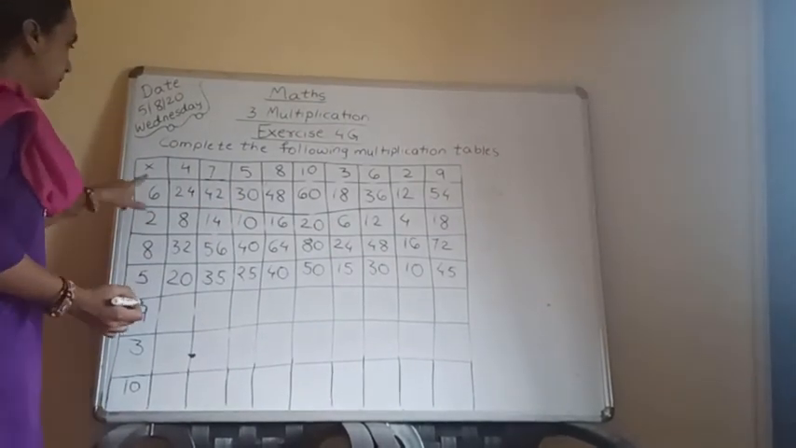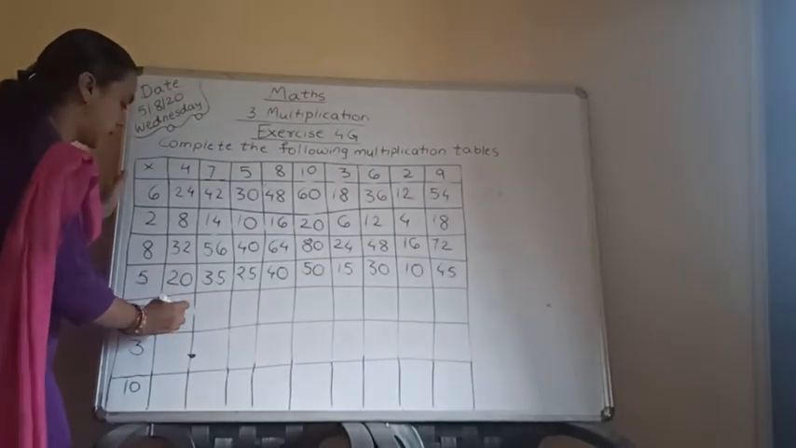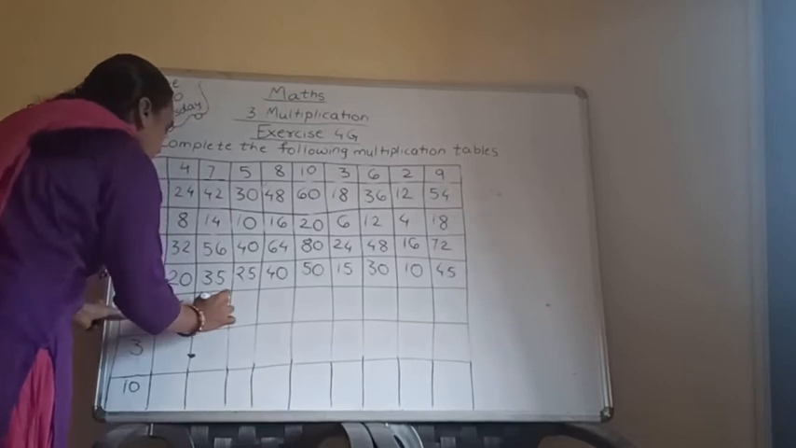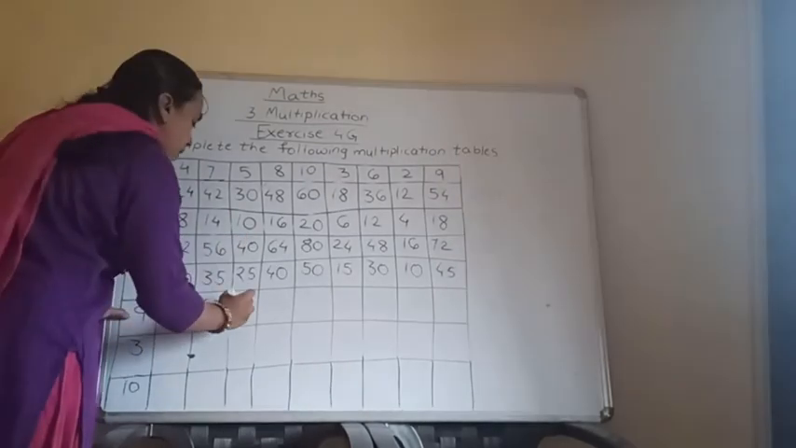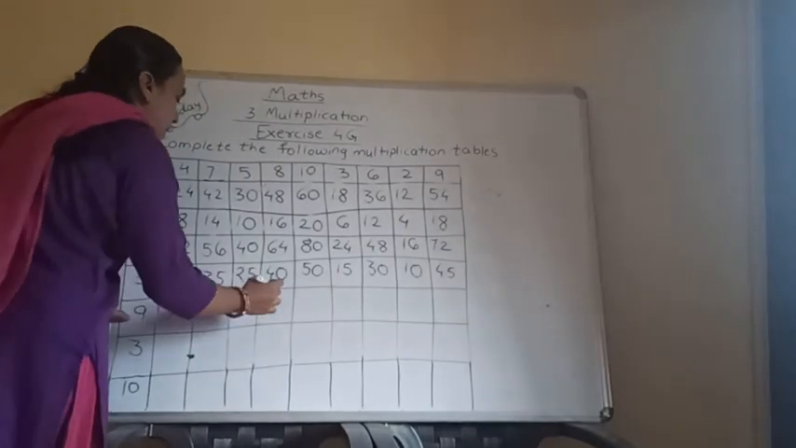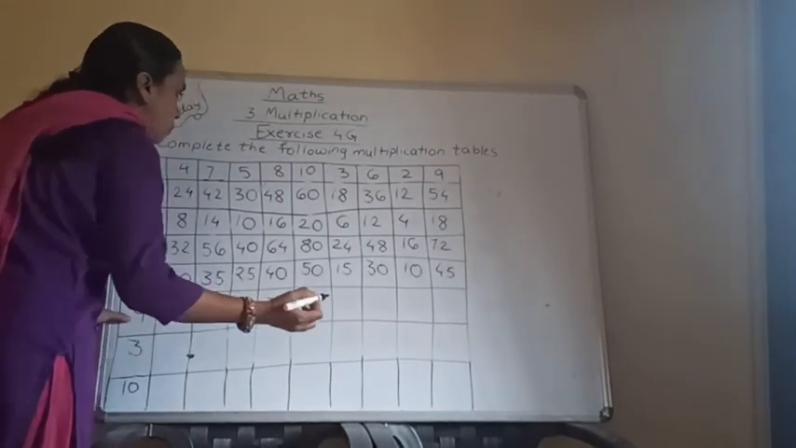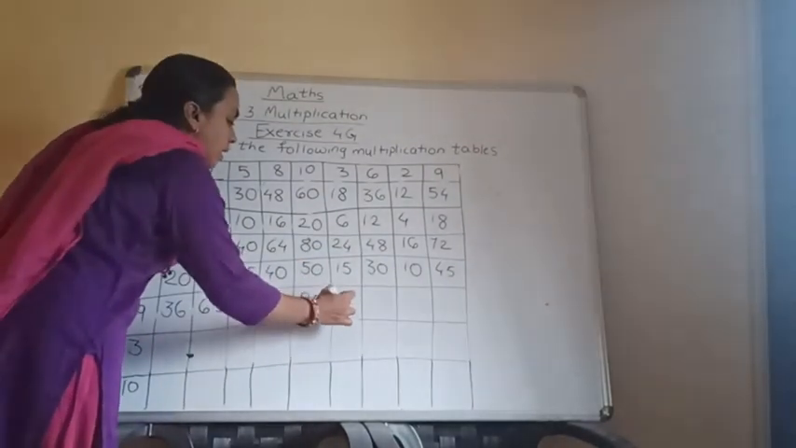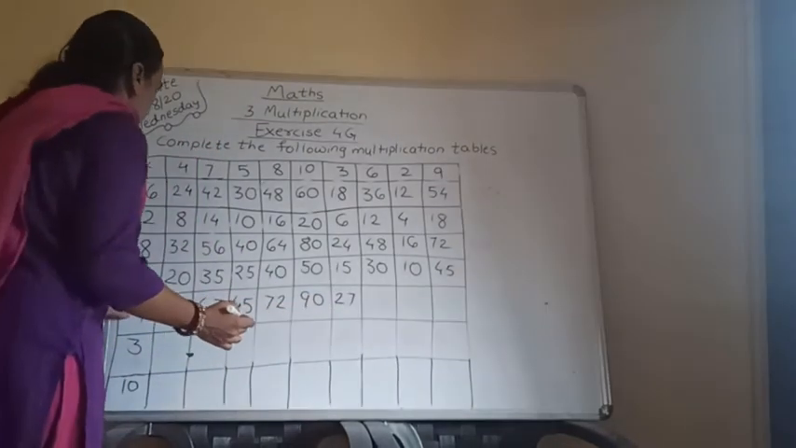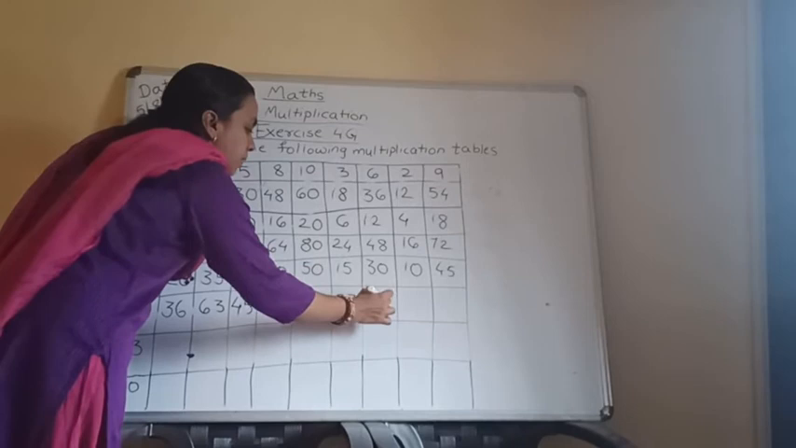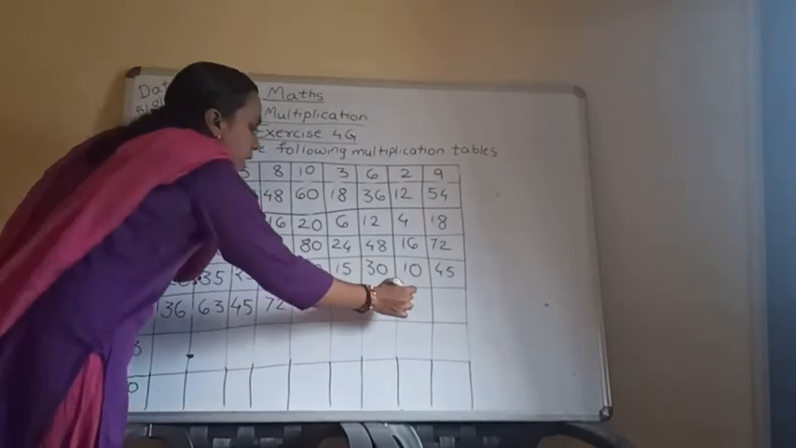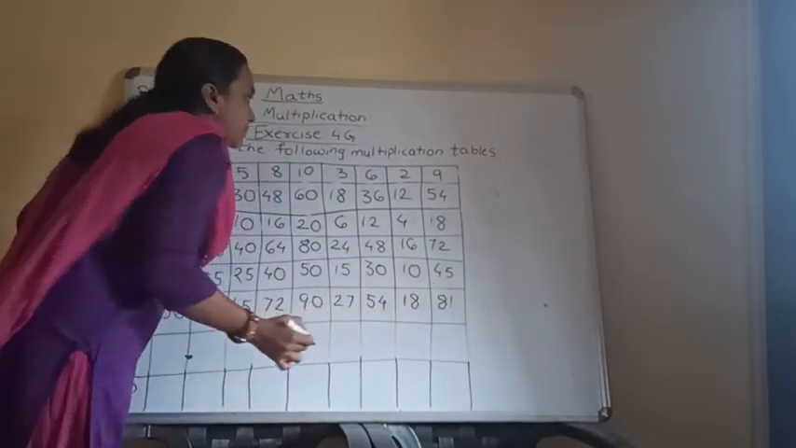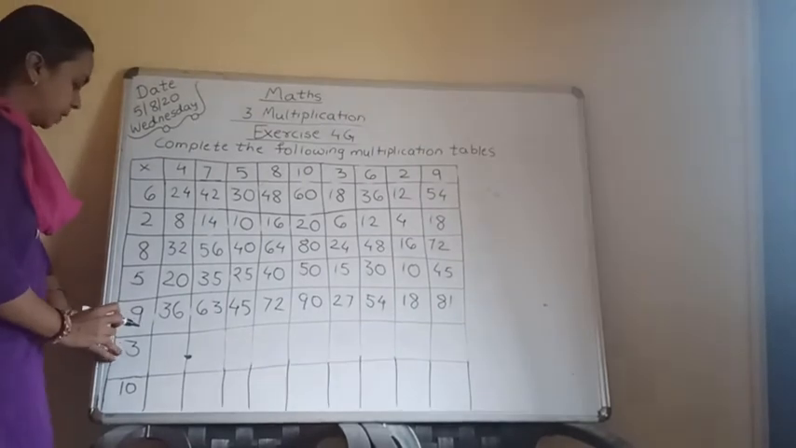Now table of 9. 9 multiplied by 4. 9 4s are 36. 9 7s are 63. 9 5s are 45. 9 8s are 72. 9 10s are 90. 9 3s are 27. 9 6s are 54. 9 2s are 18. 9 9s are 81.